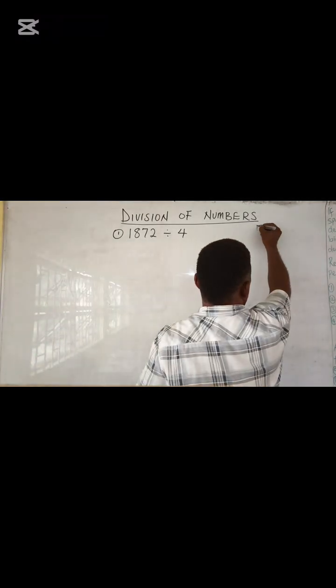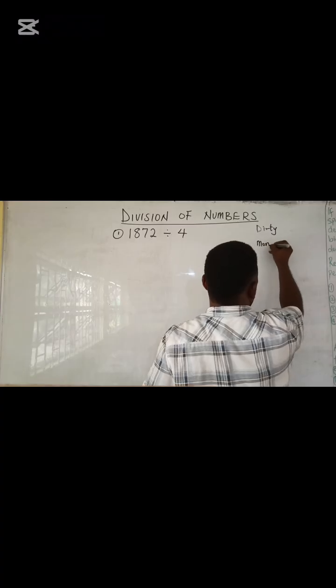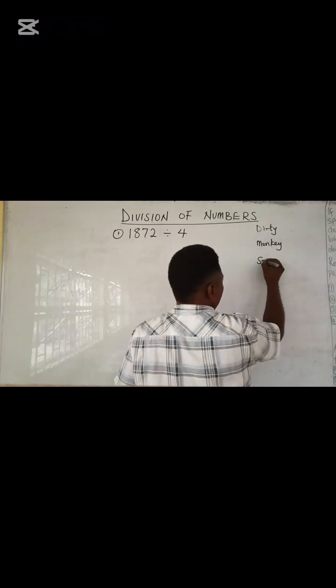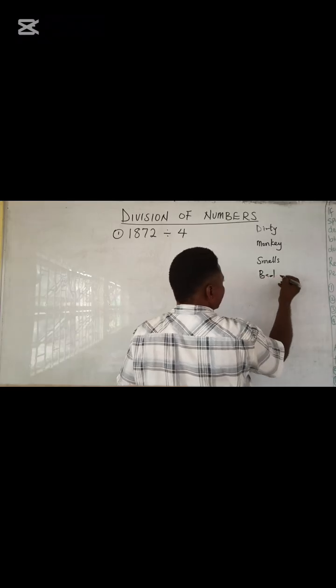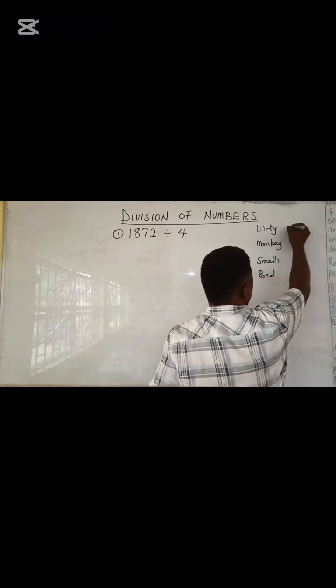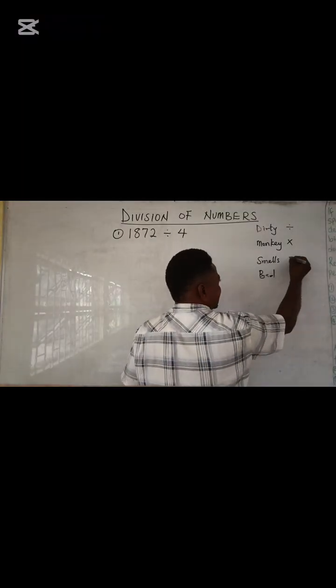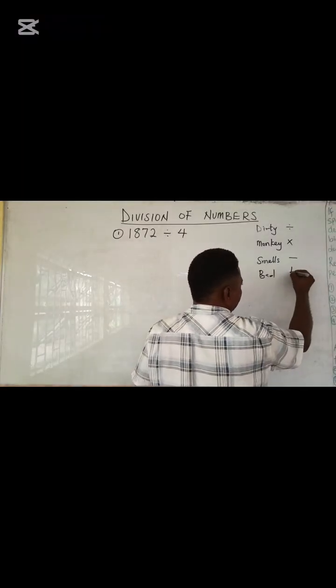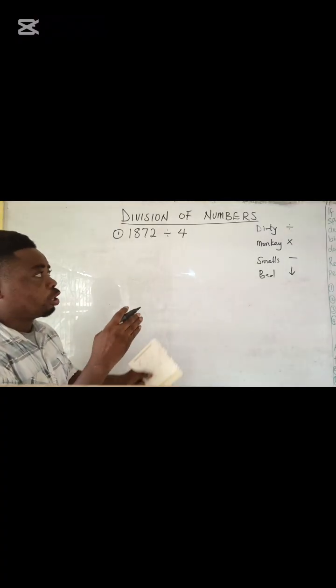We can say: Dirty Monkey Smells Bad. And this, the D means divide, M means multiply, S is for subtract, and B is for bring down. That is the method, the steps we'll be following to solve this question.